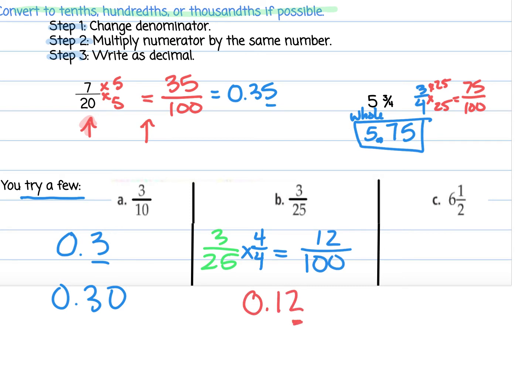Last one, we have 6 1/2, and so I know that that 6 is a whole number, and I just need to change what's to the right, the part of a number. I know that 1/2, 2 is a factor of 10, so I can multiply both these by 5. I know that this is 5/10, which I can write as 6 5/10. Remember that decimal is read as "and."